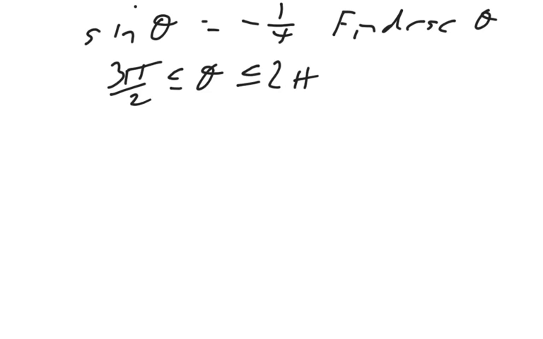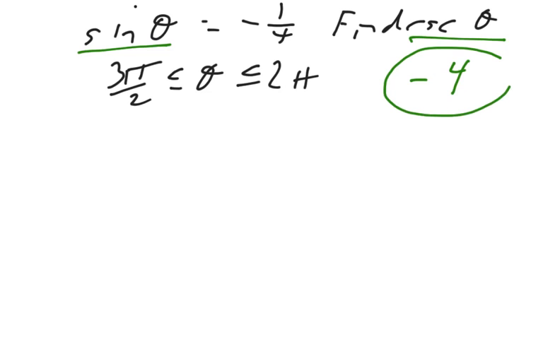Alright, for this one, since we have sine and we have cosecant, those two are reciprocals of each other. So without doing much work, the reciprocal of negative 1/4 is negative 4.